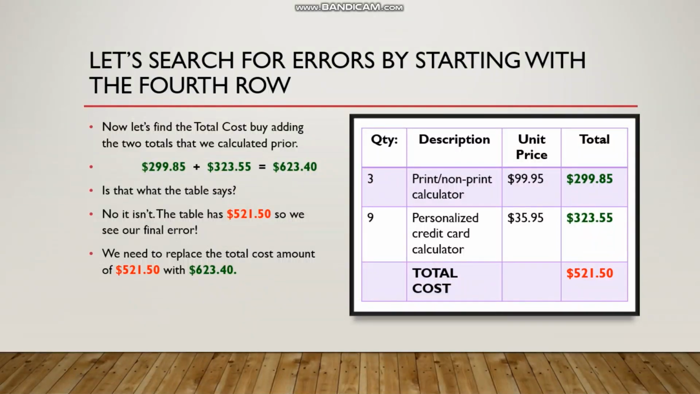Is that what the table says? If you would look to the right of the screen, in red, you'll see the total as $521.50. So we found our final error because that's not correct. And we would need to replace the total cost amount of $521.50 with $623.40.